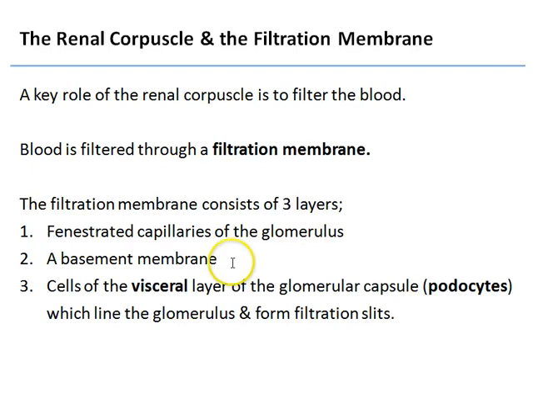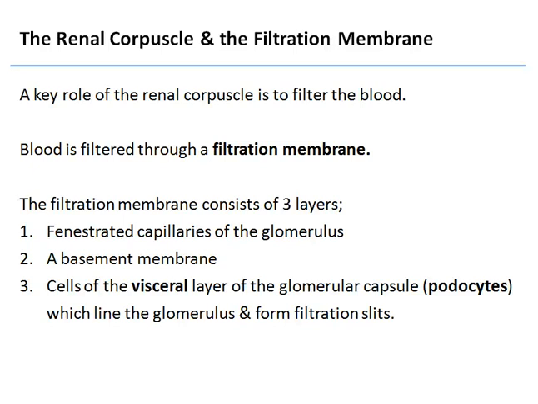There's then a basement membrane, as there is with any epithelial layer. There is then the layer of cells that we refer to as the visceral layer of the glomerular capsule that sits on top of these fenestrated capillaries. They're in direct contact with one another. The cells of this layer of the glomerular capsule are called podocytes, and they're characterized by slit-like extensions. And these two cell layers, those of the capillaries and those of the visceral layer of the glomerular capsule, establish a filtration membrane, and we'll look at that soon.